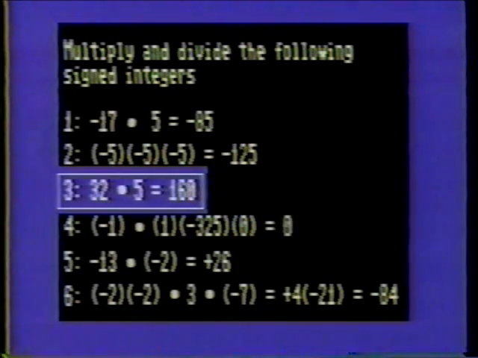Problem 3. In problem 3, a dot is used to represent multiplication. 32 times 5 is 160.